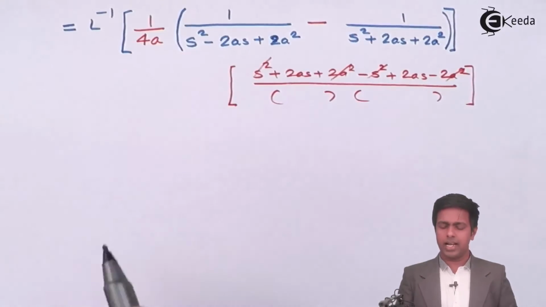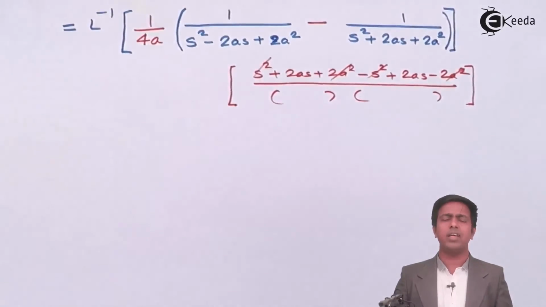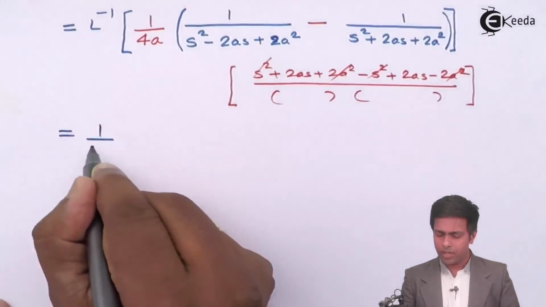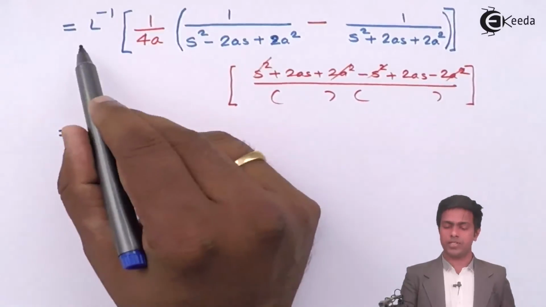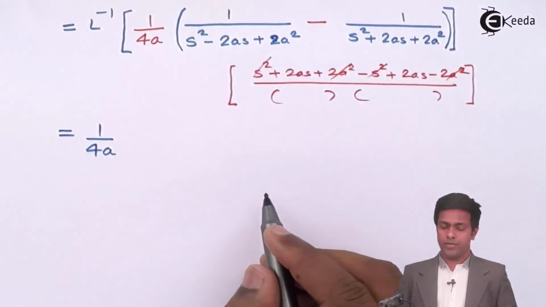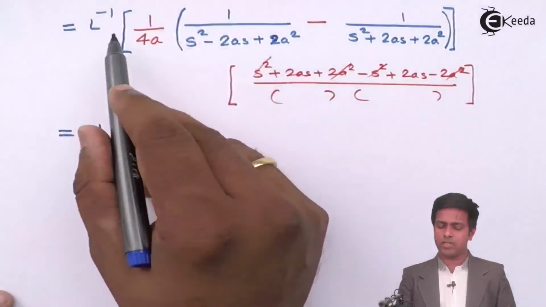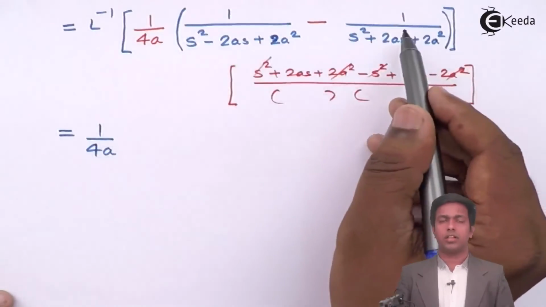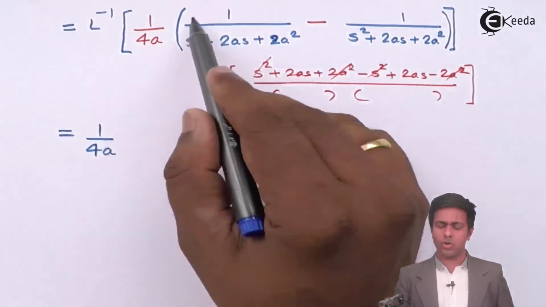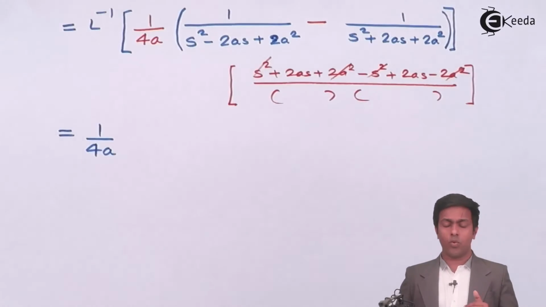So here we can see that 1 upon 4a is a constant because it does not have any s term. So I'll take that 1 by 4a outside, and then I will apply this inverse Laplace transform on these two terms separately. So again, if I apply this inverse Laplace transform directly on these two functions, then we know that we cannot find out inverse Laplace transform directly because it is not at all matching with any of our standard formula. So guys, what to do?